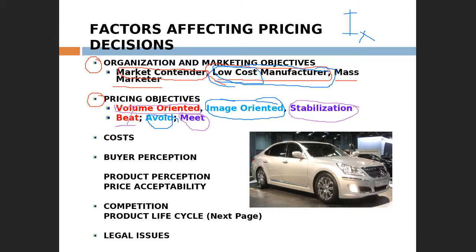So that is a judgment call that you have to make, but you have to keep in mind that if you want to increase or maximize your sales volume, oftentimes that can be done through a reduction in prices, reduction compared to competitors' prices.